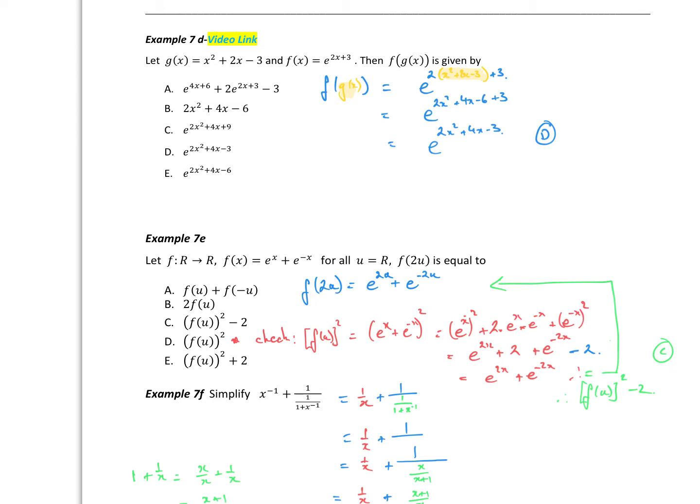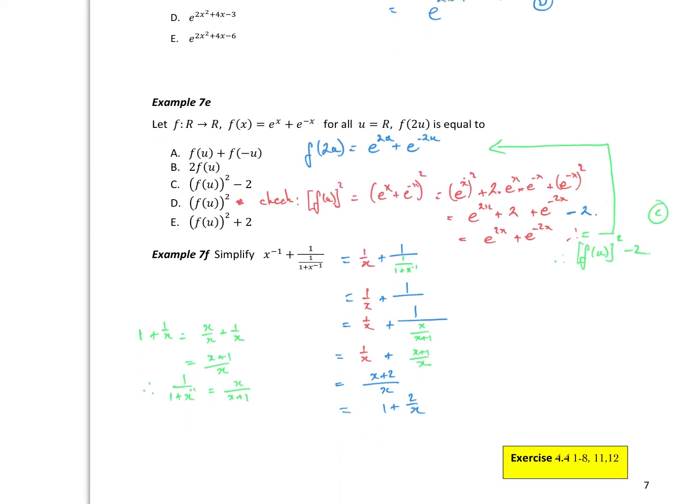So if I multiply that expression to get 2x squared plus 4x minus 6 plus 3, simplify, and we get D as an answer. So not the worst one.